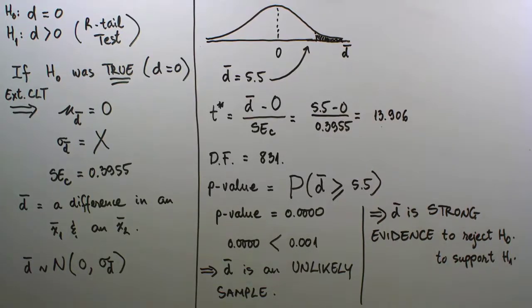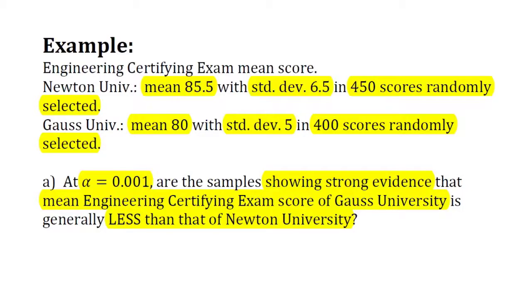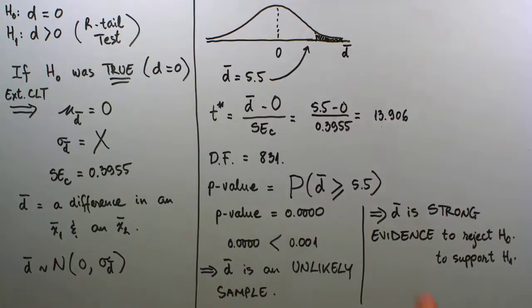And so now, one more time back to the wording description of our problem. The problem itself is worded as a yes or no question. Are the samples showing strong evidence that the mean engineering certifying exam score of Gauss University is generally less than that of Newton University? As a yes or no question, for having strong evidence or not, we are having strong evidence. And so now we can ultimately answer yes to our final question.